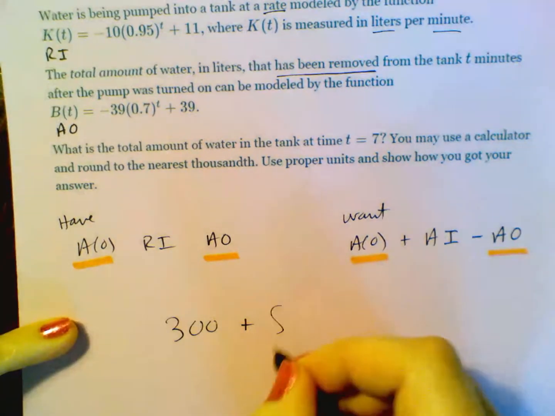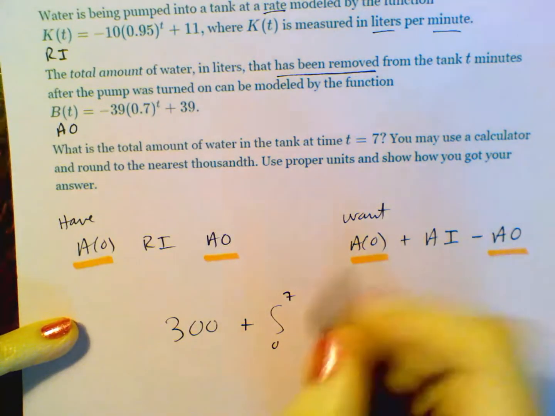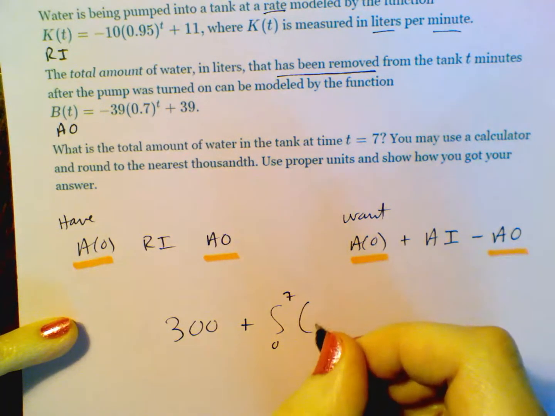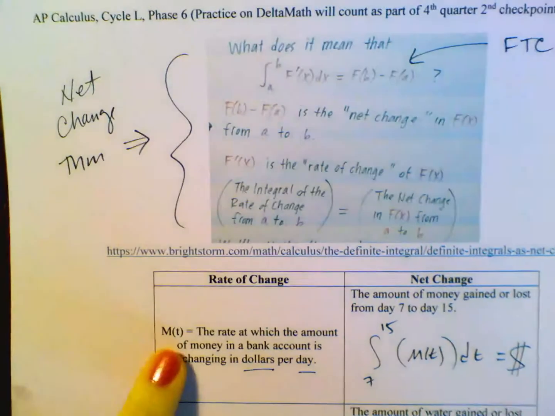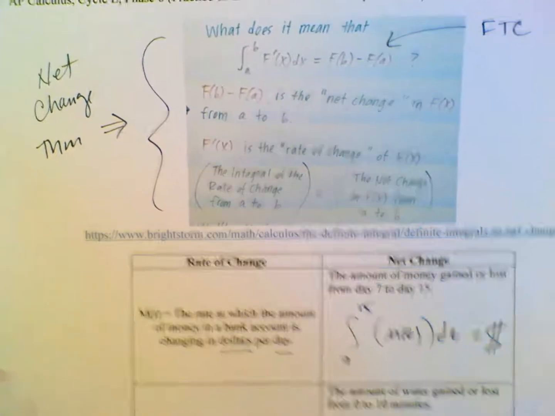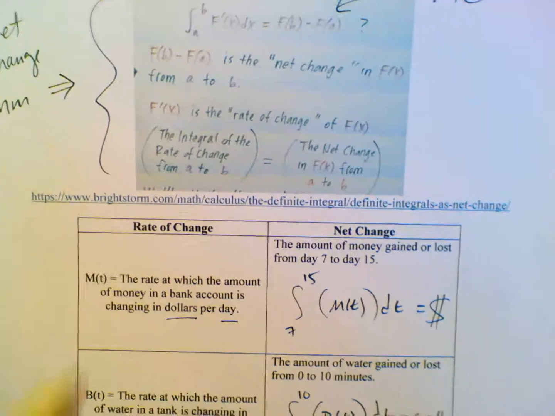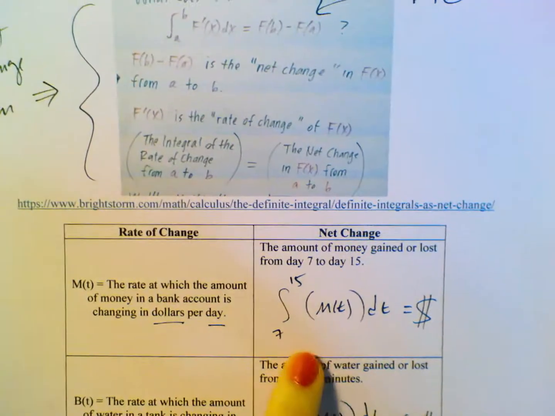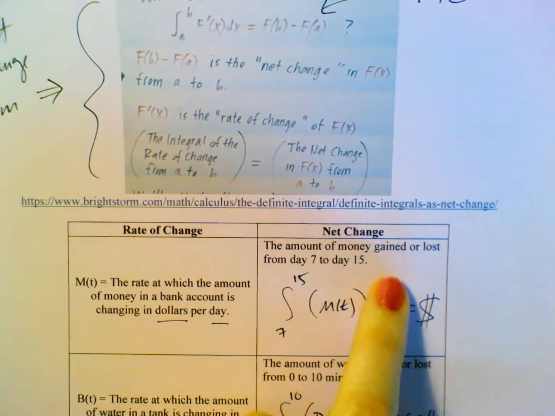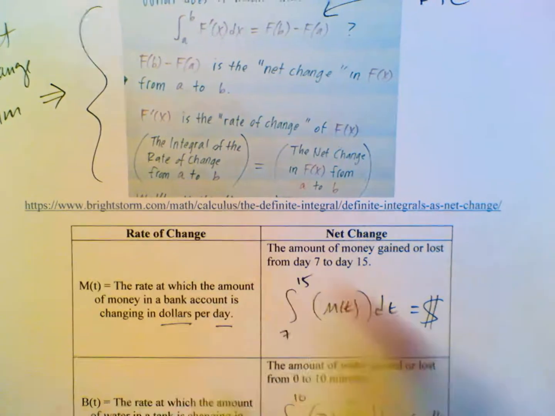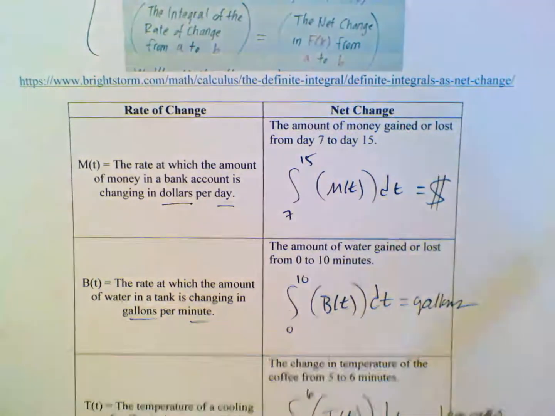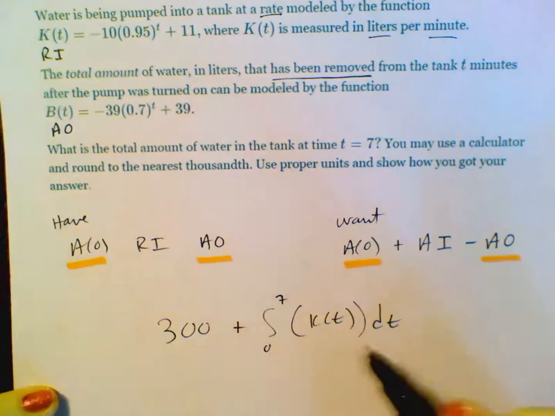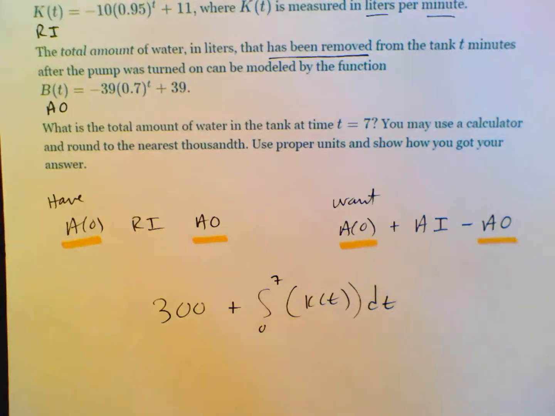the integral from 0 to 7 of k of t dt. Okay, so relate it to these things. If k of t is the rate at which the water is being pumped in, and we want the amount of water gained from 0 to 7, then it's very similar to these guys. If you don't see the similarities, pause the video and see how this relates to what I talked about at the beginning.